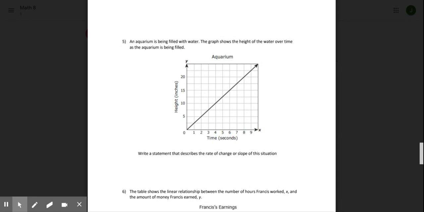It says write a statement that describes the rate of change. The slope. Well, I would just put that for every 2 seconds it rises 5 inches. You could say every 1 second it rises 2.5 inches. There's a rate of change. It's rising 5 inches per 2 seconds.